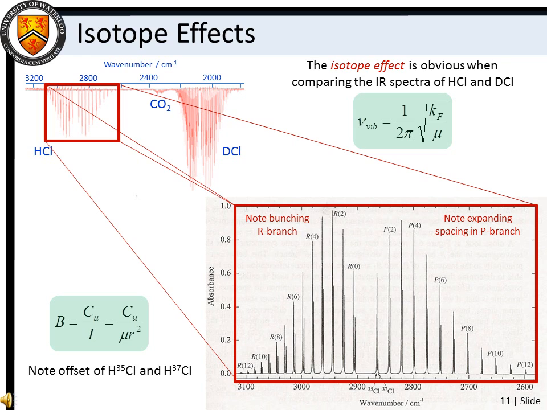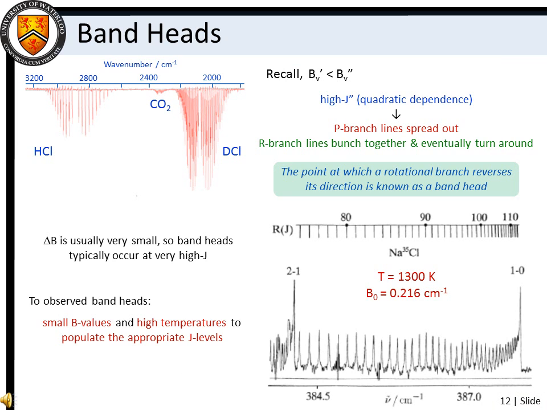Note the expansion of the P branches and bunching of the R branches with increasing J. This occurs because the excited V equals 1 level rotational constant is smaller than the V equals 0 rotational constant. This difference in excited and ground state rotational constants arises due to anharmonicity, which results in increasing average bond length as a function of vibrational quantum number. The small value of B' compared to B" means that the excited state rotational energy level structure is more compressed than that of the ground state.